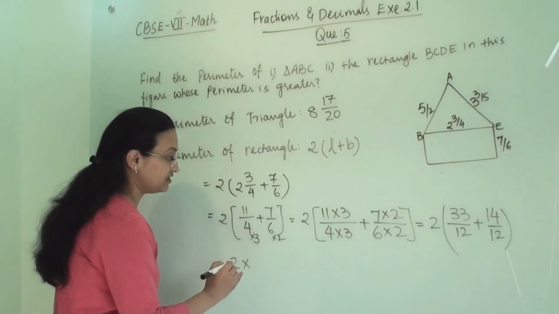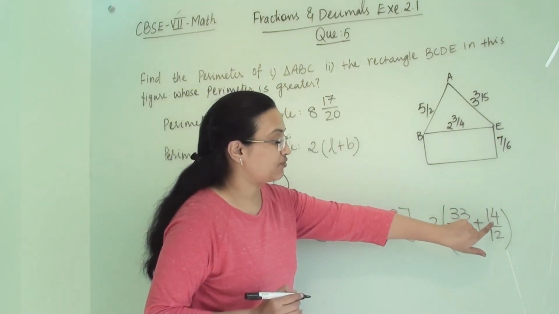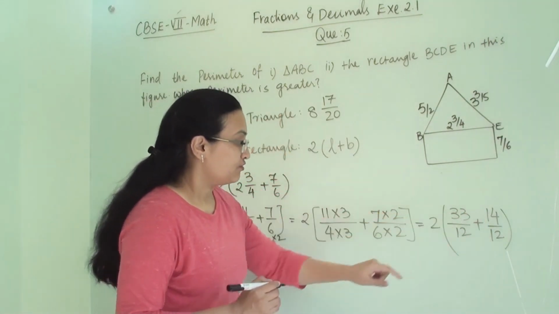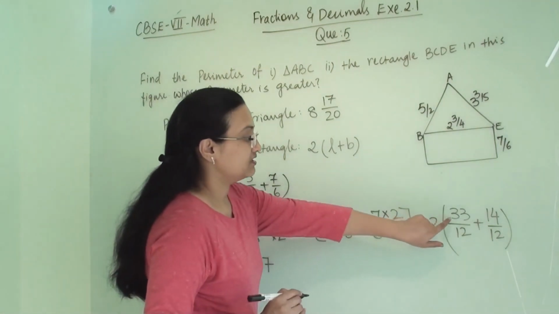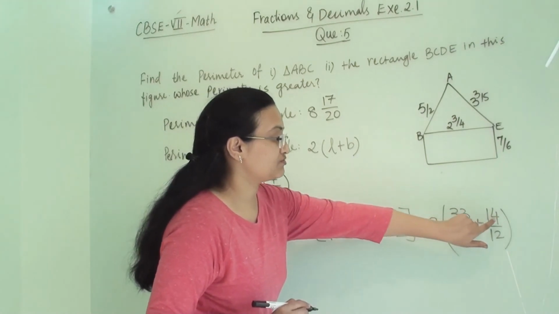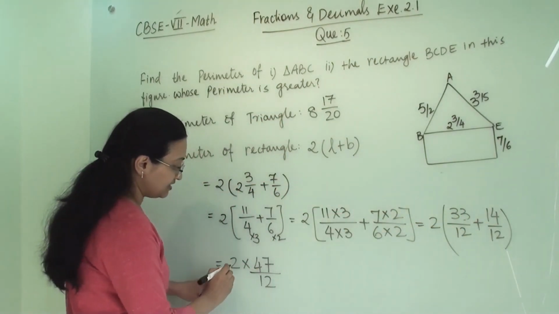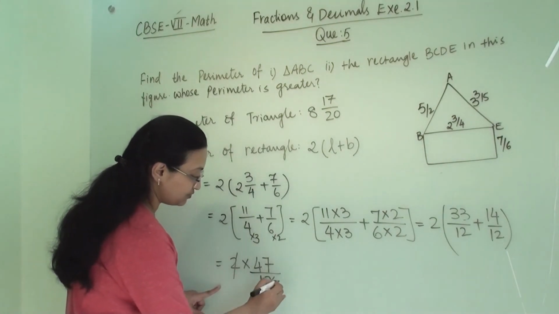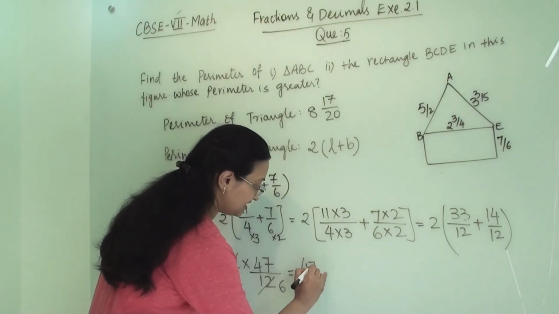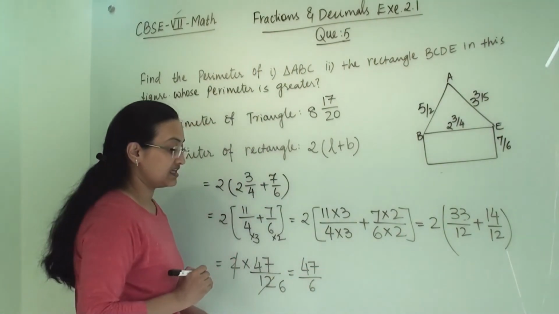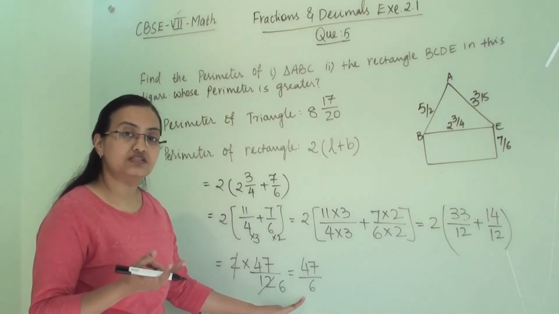So we can add them. 2 with the multiplication, and we get here 33 plus 14. So we will get 47: 3 plus 1 is 4, and 3 plus 4 is 7. So 47 divided by 12. Now 2 is in the multiplication, so we can divide this with 6. So we will get 47 divided by 6. This is again an improper fraction. We have to convert this into a mixed fraction.